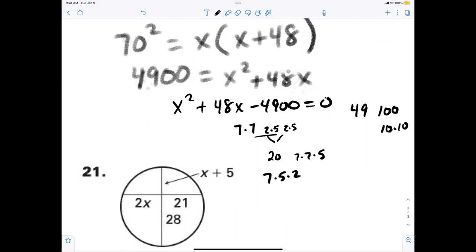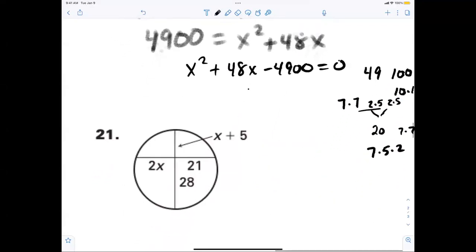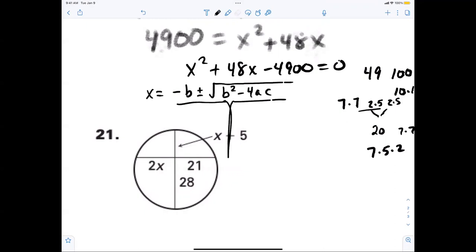I don't think we can factor it. All right, so because we can't factor it, we're going to try the next step, which is just using the quadratic formula. So here we go. X equals negative b plus or minus the square root of b squared minus 4ac all over 2a. All right, it's just a review.